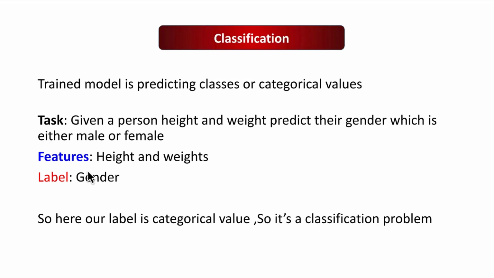On the other hand, in classification, our trained model is predicting classes or categorical values. For example, given a person's height and weight, predict their gender, which is either male or female. Here our features are height and weight and our label is gender. As gender can be either male or female, it is a categorical column. So here our label is a categorical value, so it's a classification problem.